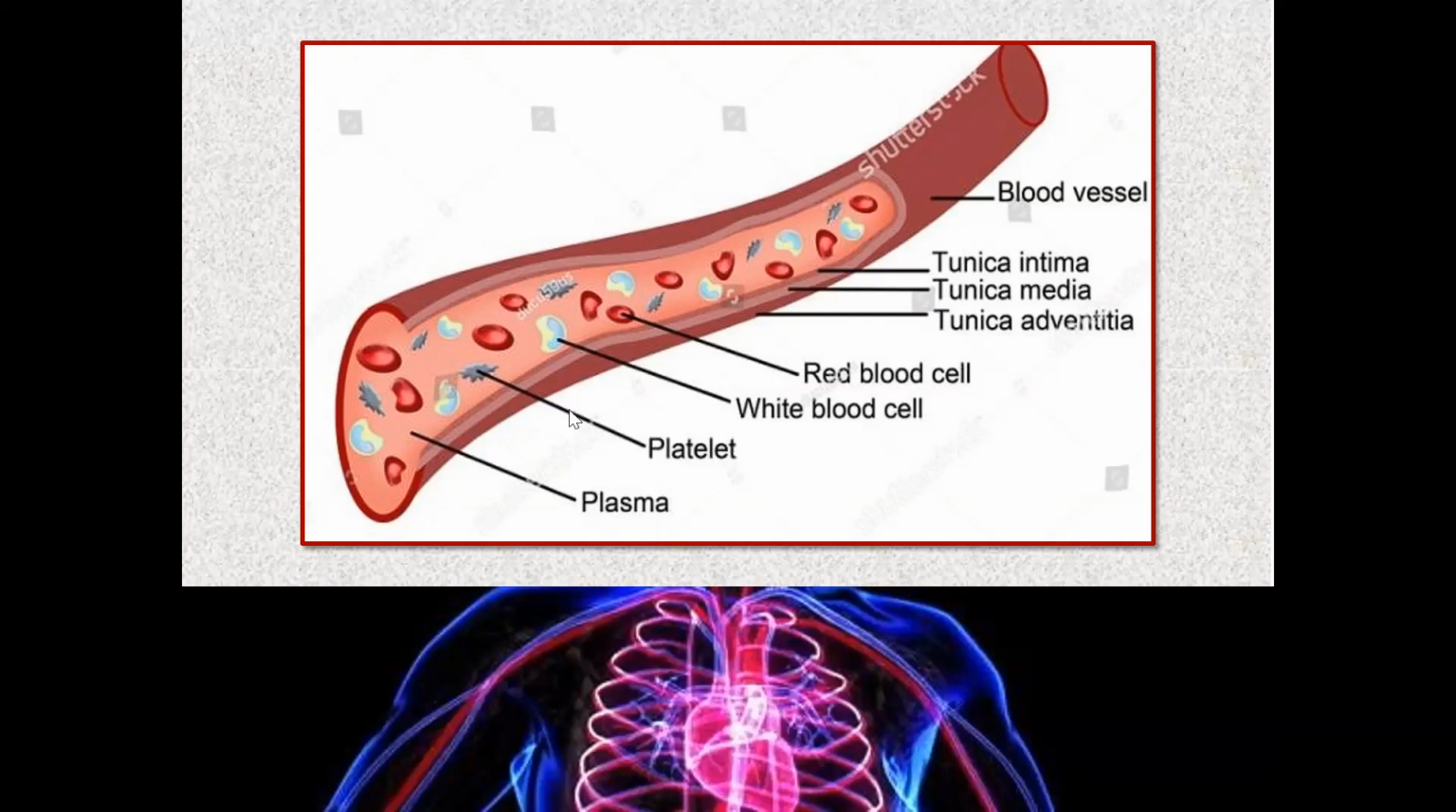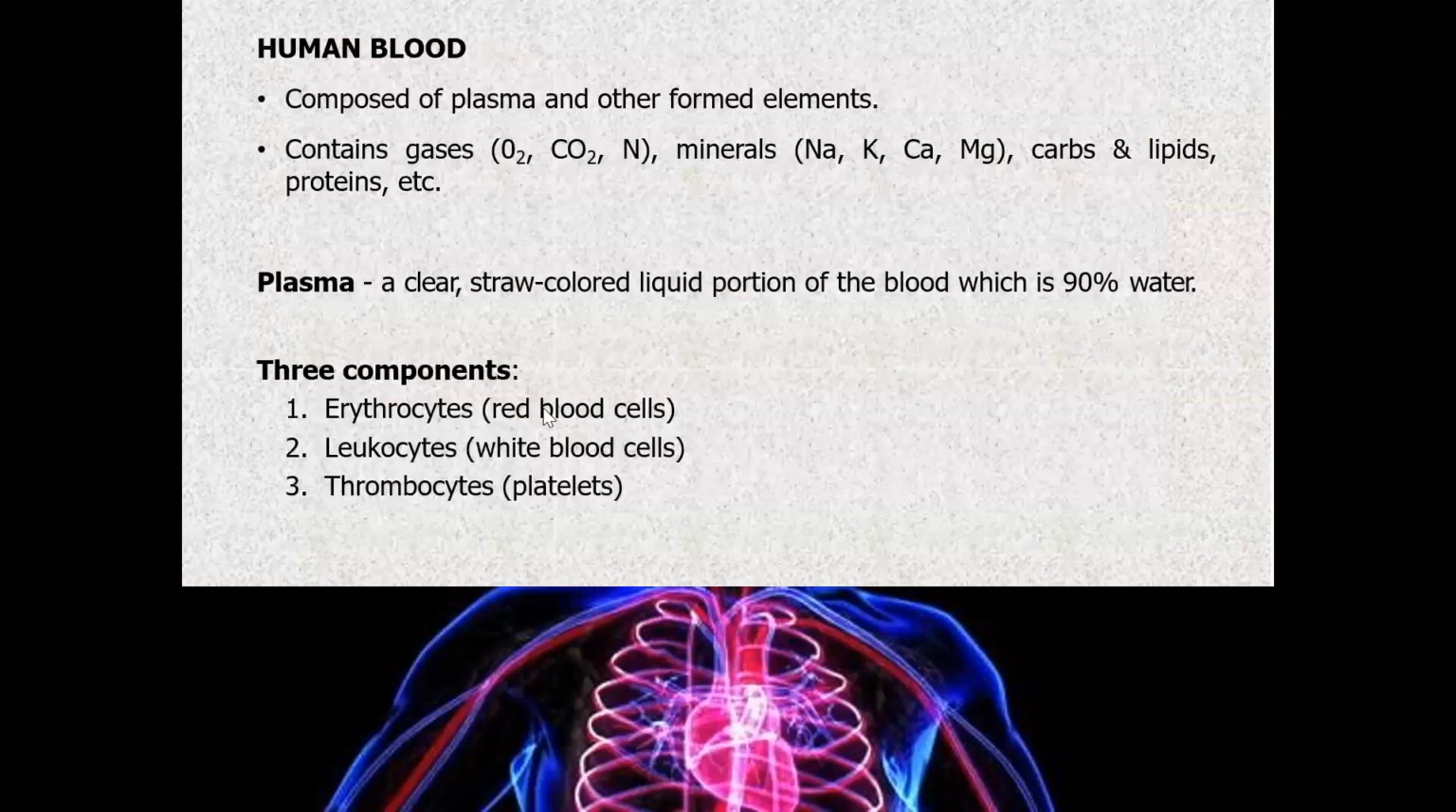Class, bakit kaya ang tawag sa liquid portion ng blood inside our body is plasma? Bakit hindi serum? Remember that unclotted blood, the portion or the liquid portion of unclotted blood is called plasma. Siyempre class, yung blood na nasa loob ng katawan mo, hindi naman yan clotted. So meaning, plasma yan, hindi yan serum. Okay? So the human blood is composed of plasma and other formed elements.